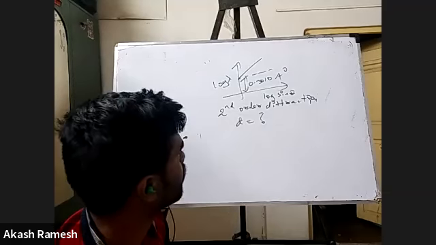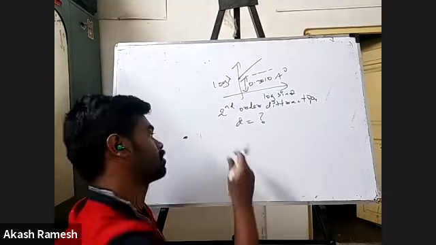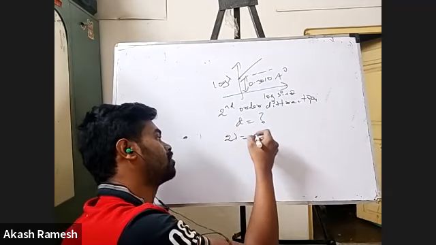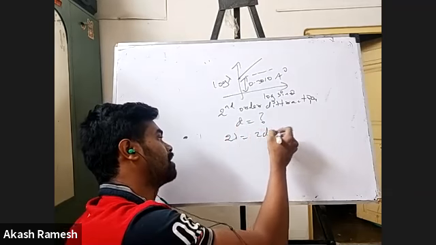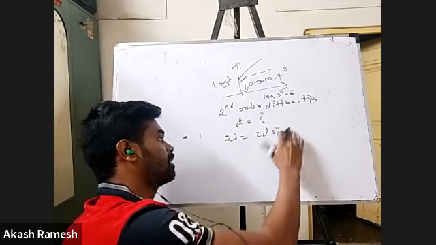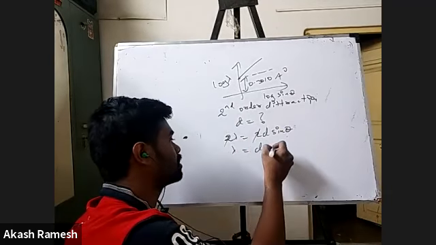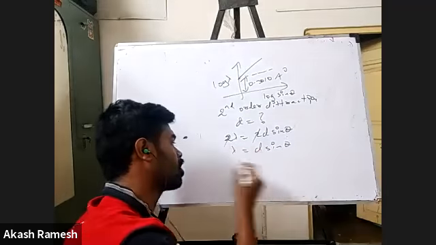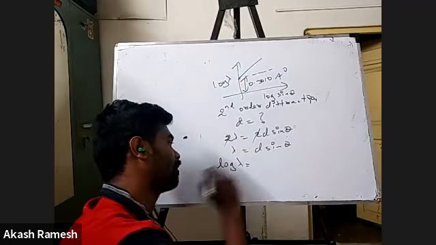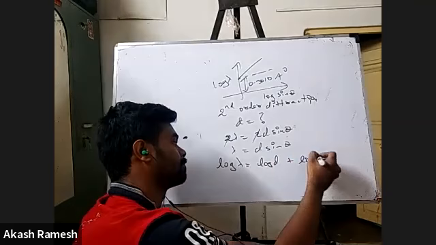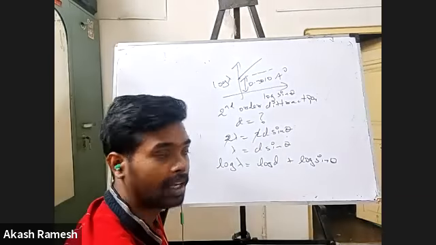Sir, I'm getting 0.3010 by sine theta, sir. Okay, right. Fine. So if you take n lambda, or in this case, it's a second order diffraction, so let me take 2 lambda is equal to 2d sine theta. So 2 gets cancelled. So what you have is basically lambda is equal to d sine theta. So if I take log on both sides, what will I get? Log of lambda is equal to log d plus log of sine theta.